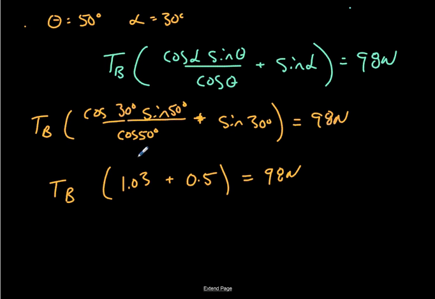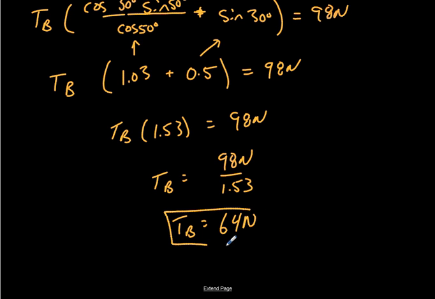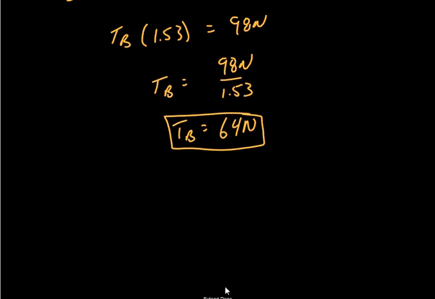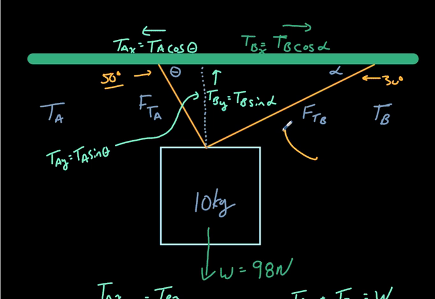All right, so step one, this side, you should get 1.03, and this is 0.5. So we should have TB times 1.53 equals 98 newtons. And we do a little division here, and we get TB equals 98 newtons over 1.53, and TB equals, I get 64 newtons. So let's scroll back up and pop that where it belongs. So TB equals 64 newtons.